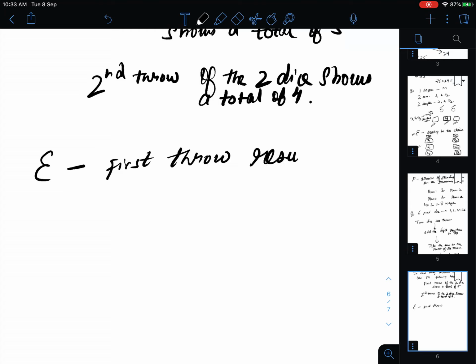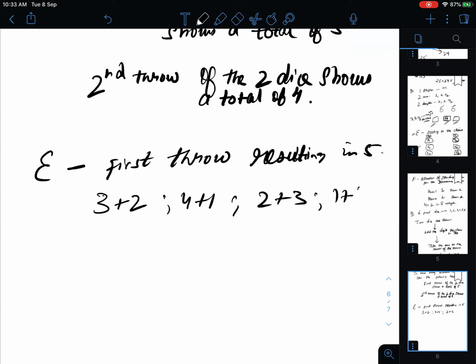resulting in 5. Alright, and this can happen in 4 ways, right? See, what are the possible mutually exclusive ways in which you can get a total of 5? That is, you can get 3 plus 2, 4 plus 1, 2 plus 3 or 1 plus 4.